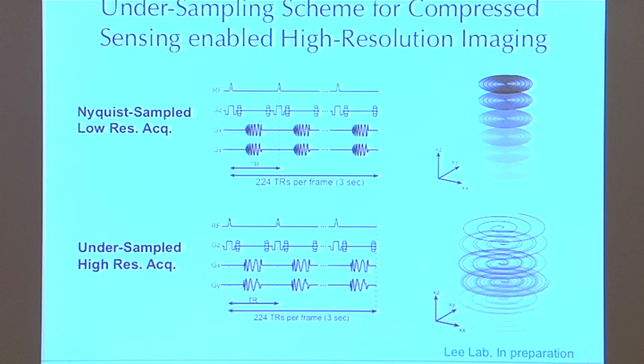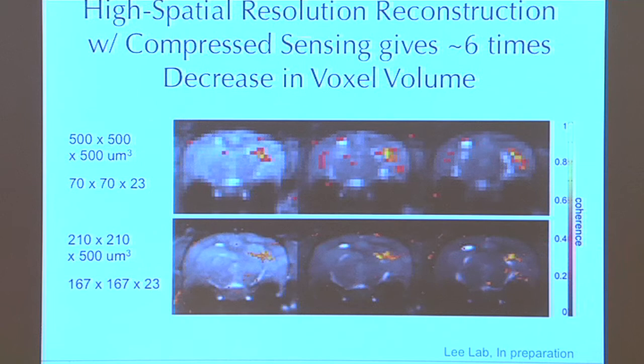And with this design, what we can achieve is high spatial resolution reconstruction with the compressed sensing giving approximately 6 times decrease in voxel volume. In this particular case, this is a passband balanced SSFP acquisition, raw fMRI image overlaying the activity patterns. You can see that due to the high fidelity reconstruction of the passband balanced SSFP approach, you can get these very nice non-distorted brain images with the activity pattern here. Moving down to 6 times less voxel volume acquisition, reconstructed using compressed sensing, you can get these very high resolution underlying fMRI image along with high resolution activity maps.